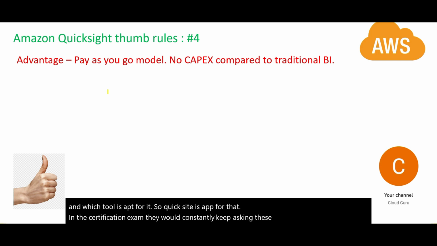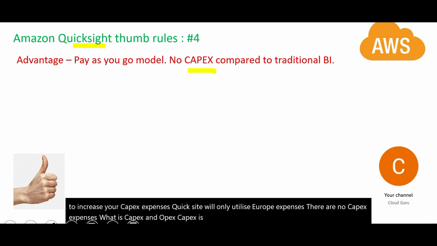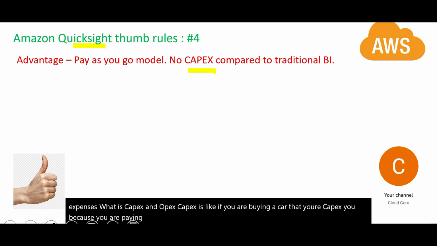Is QuickSight going to increase your CAPEX expenses? QuickSight will only utilize your OPEX expenses. There are no CAPEX expenses. What is CAPEX and OPEX? CAPEX is like if you are buying a car, that's a CAPEX because you're paying upfront. Whether you take a car loan or you pay cash, but that is a CAPEX.